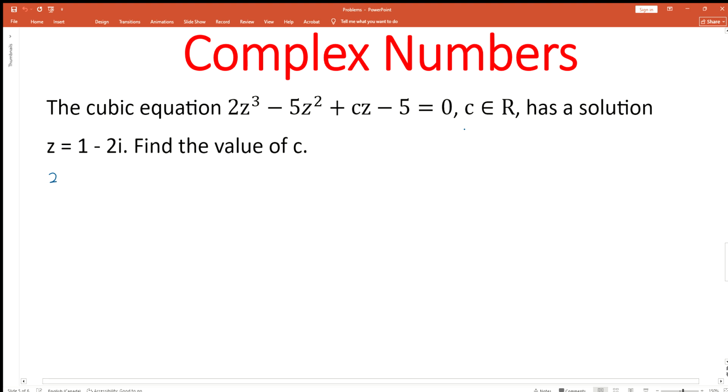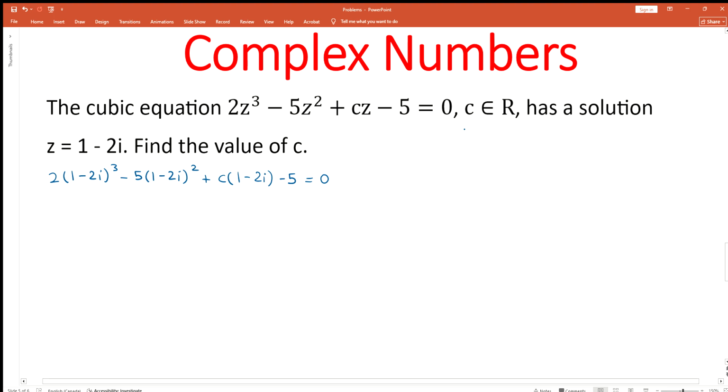So our first step is 2 times (1 minus 2i) cubed minus 5 times (1 minus 2i) squared plus c times (1 minus 2i) minus 5 equals 0. We have to solve this equation to find the value of c.